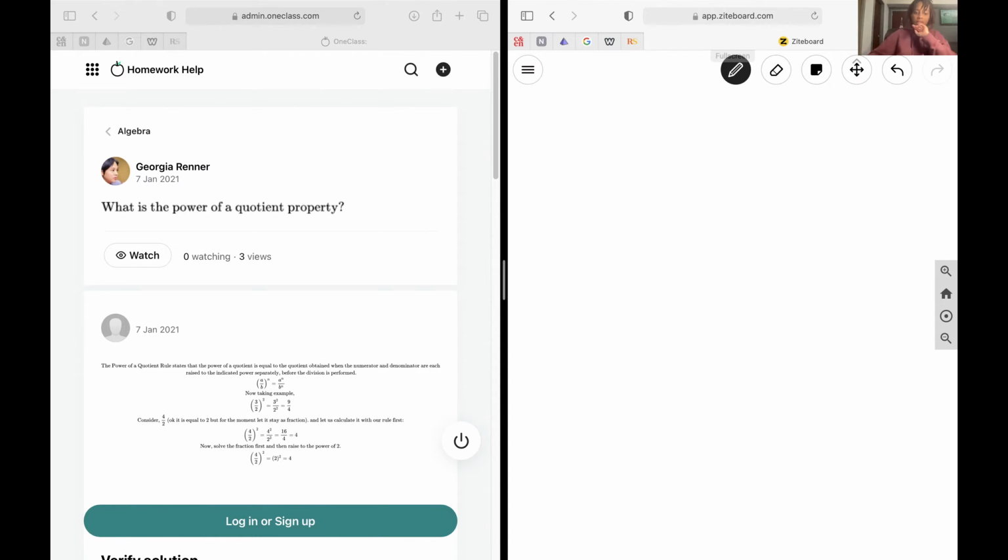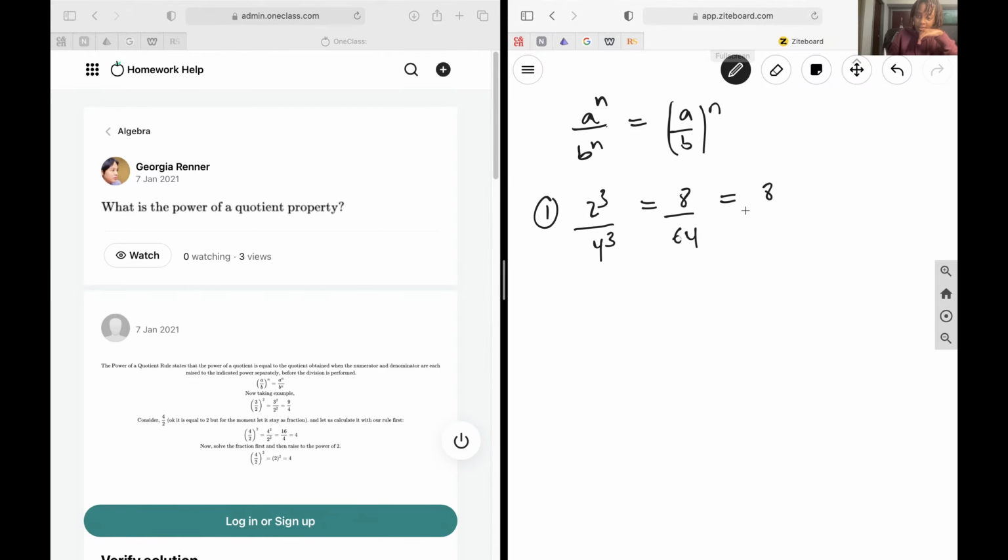Okay, next up I'm being asked for the power of a quotient property. And that just states that a to the power of n over b to the power of n is equal to a over b all to the power of n. Let's just go through some examples to prove that this is true. For our first one, we have 2 cubed over 4 cubed. When I express that out, that is 8 over 64. And this is going to be 8 over 8 by 8, which is 1 over 8.